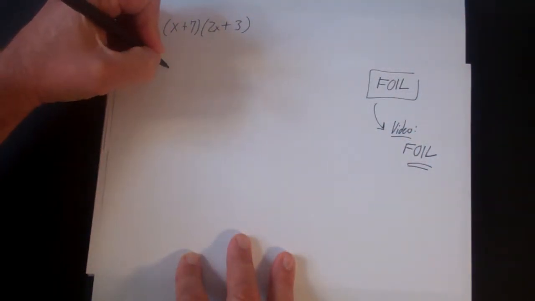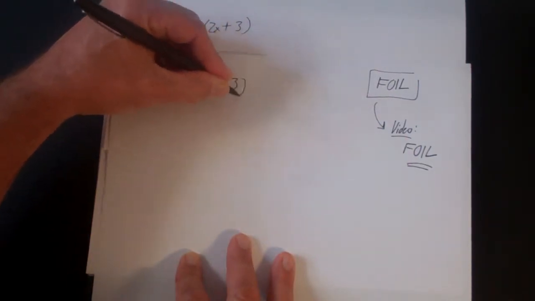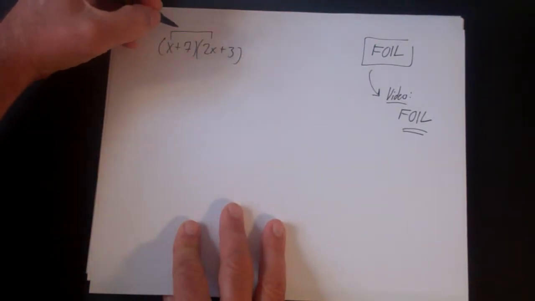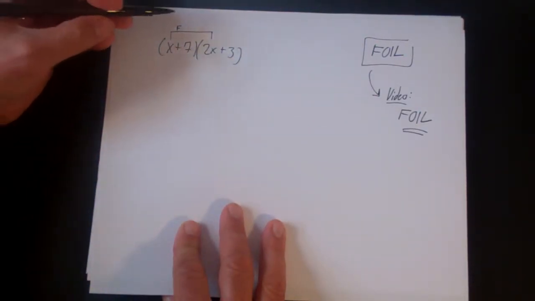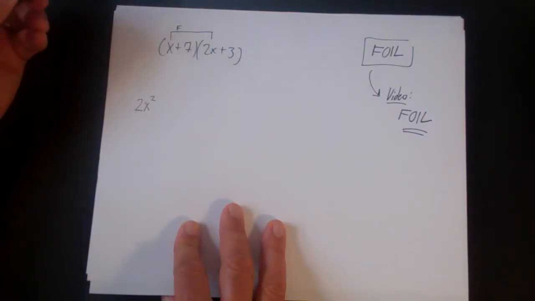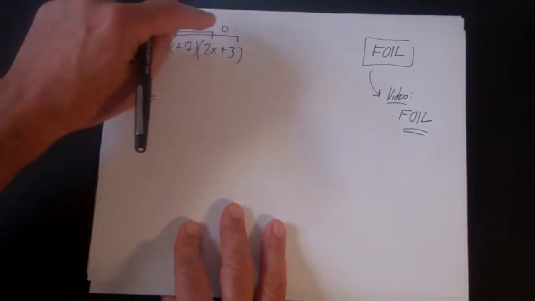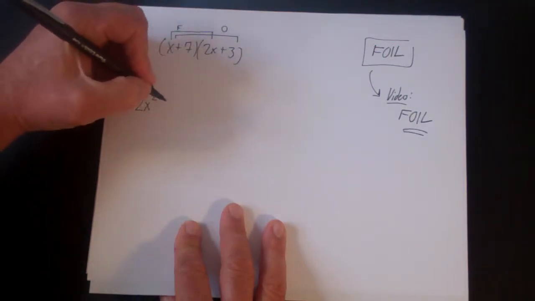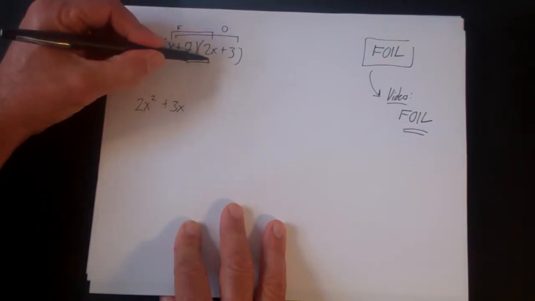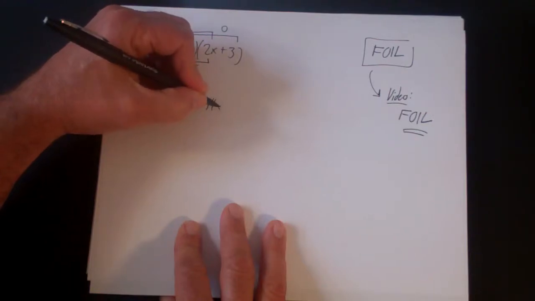And here we simply go x plus 7, 2x plus 3. You go first times first, that's what the F is for. That's x times 2x, that's 2x squared. Then you have O. O stands for outer. That's x times 3, that's a positive 3x. Then you have inner, which is the I, that's 7 times 2x, that's 14x.